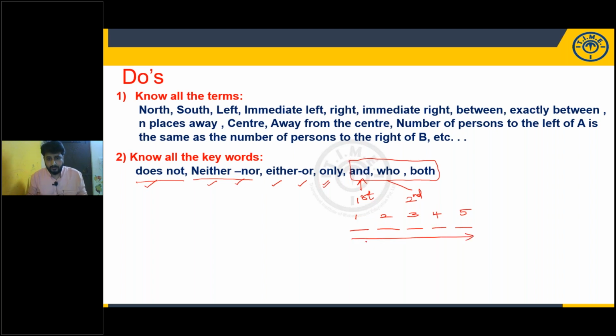Now, the given clue is: only one person is taller than B. Only one person is taller than B. So where should I place the B? Can you please tell me?